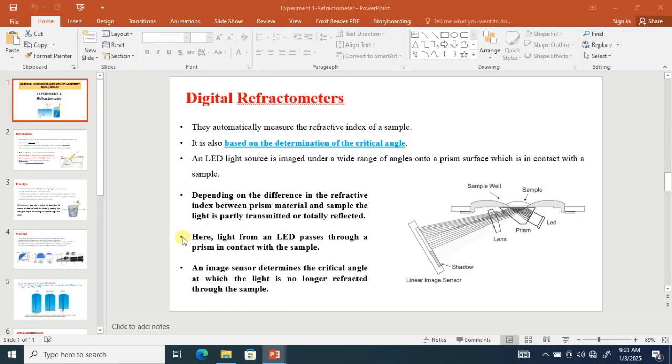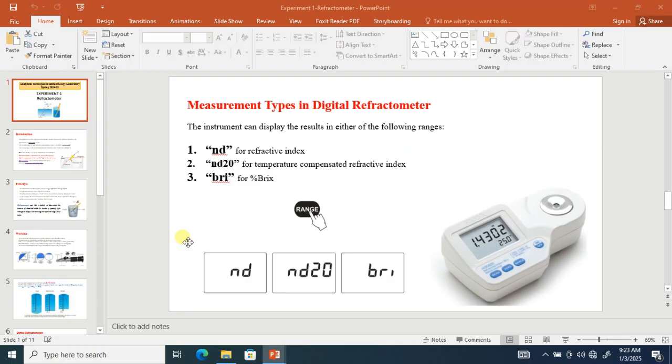And here in this particular refractometer, in this particular setup, we have three types of modes. One is called the ND, which is for the measurement of refractive index. One is called the ND20, whenever we are trying to control the temperature of the things, and then we are trying to measure the refractive index. And BRI is for the measurement of the percentage bricks. So there are three modes. Here in this practical, we will measure only the ND one.